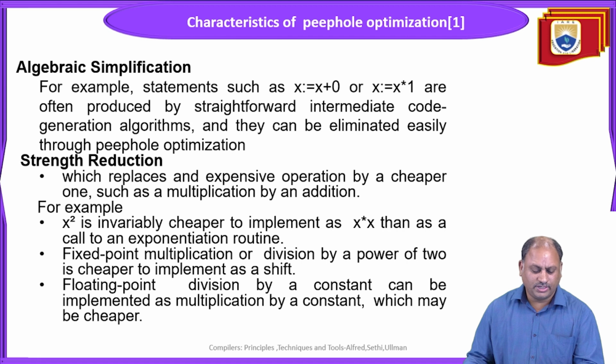One of the main important techniques is called algebraic simplification. Here the statements we have considered are x equal to x plus 0 and x equal to x star 1. These are some of the identities formed by intermediate code generation algorithms, and they can be easily eliminated by applying Peephole optimization techniques.